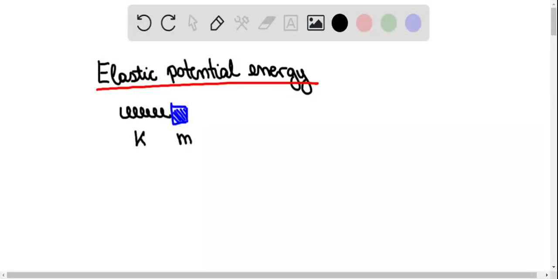In this problem, we're going to talk about the elastic potential energy. So consider that we have a spring that has a spring constant k and a block attached to the spring with a mass m, and the spring is stretched a distance x from its equilibrium position. Then the potential energy associated with this situation is kx squared over 2. This is the elastic potential energy.